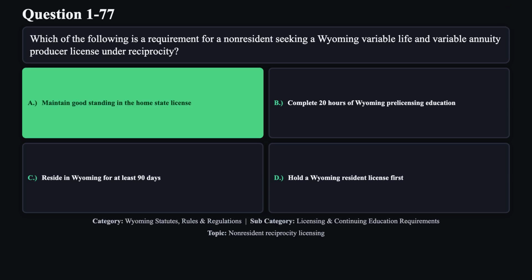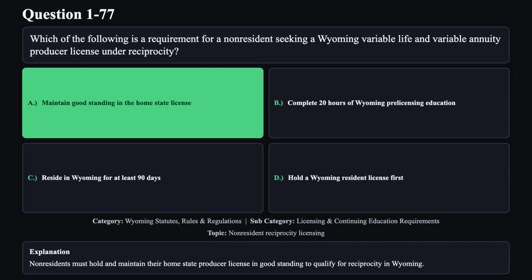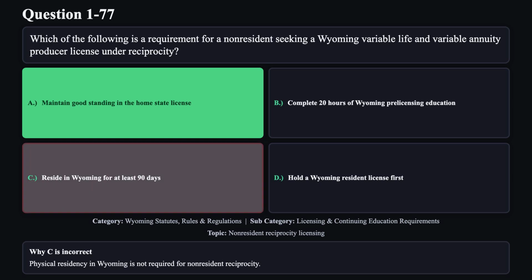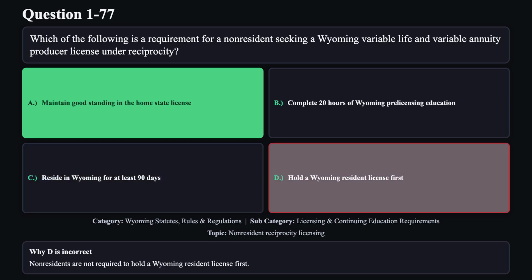The correct answer is A. Non-residents must hold and maintain their home state producer license in good standing to qualify for reciprocity in Wyoming. Reason B is not correct. Wyoming does not impose pre-licensing hours on non-residents under reciprocity. Reason C is not correct. Physical residency in Wyoming is not required for non-resident reciprocity. Reason D is not correct. Non-residents are not required to hold a Wyoming resident license first.